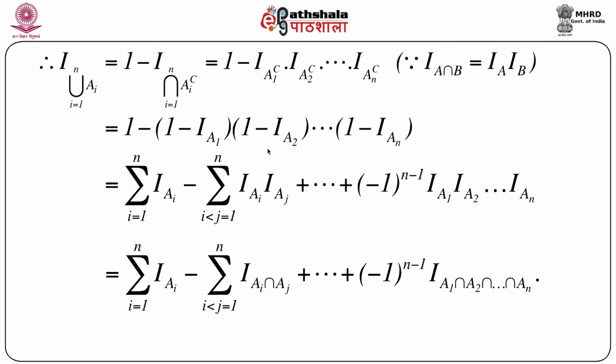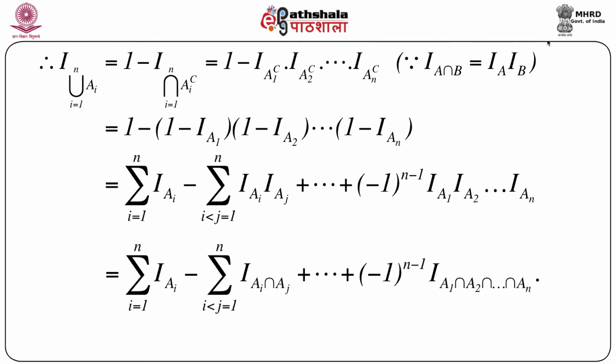Now, school-level elementary algebra will give you, if we consider the product of all these n terms involved in the second term of the expression, then 1 gets cancelled, and we are left with summation I of Ai minus summation over i less than j, 1 to n, of I of Ai into I of Aj, that means the pairwise products, then products taking 3 at a time and so on. The last term will be minus 1 to the power n minus 1, I of A1 I of A2 up to I of An.